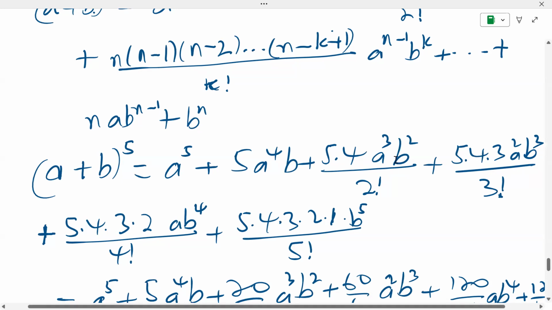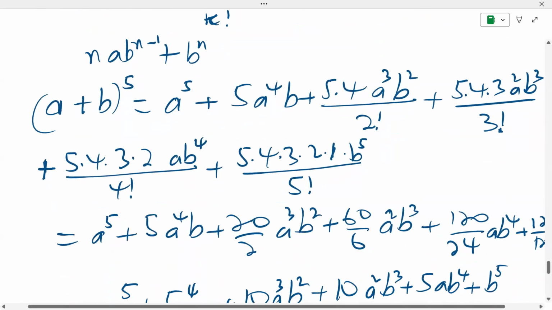4, a raised to the power 3, b raised to the power 2 over 2 factorial. Then 5 times 4 times 3, a squared times b cubed over 3 factorial. 5 times 4 times 3 times 2, a raised to the power 1, b raised to the power 4 over 4 factorial. Then 5 times 4 times 3 times 2 times 1, b raised to the power 5 over 5 factorial.